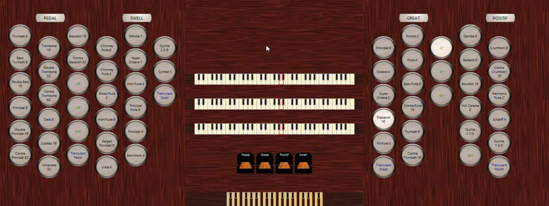You can kind of hear that slight difference in sound quality. Then we have a big 5-rank mixture.